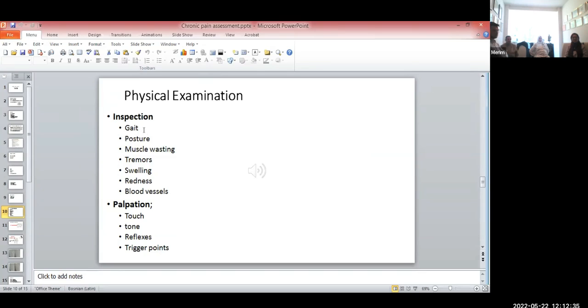Inspection starts from the way the patient is walking towards you. It's very important to see the patient walking. How do they walk?